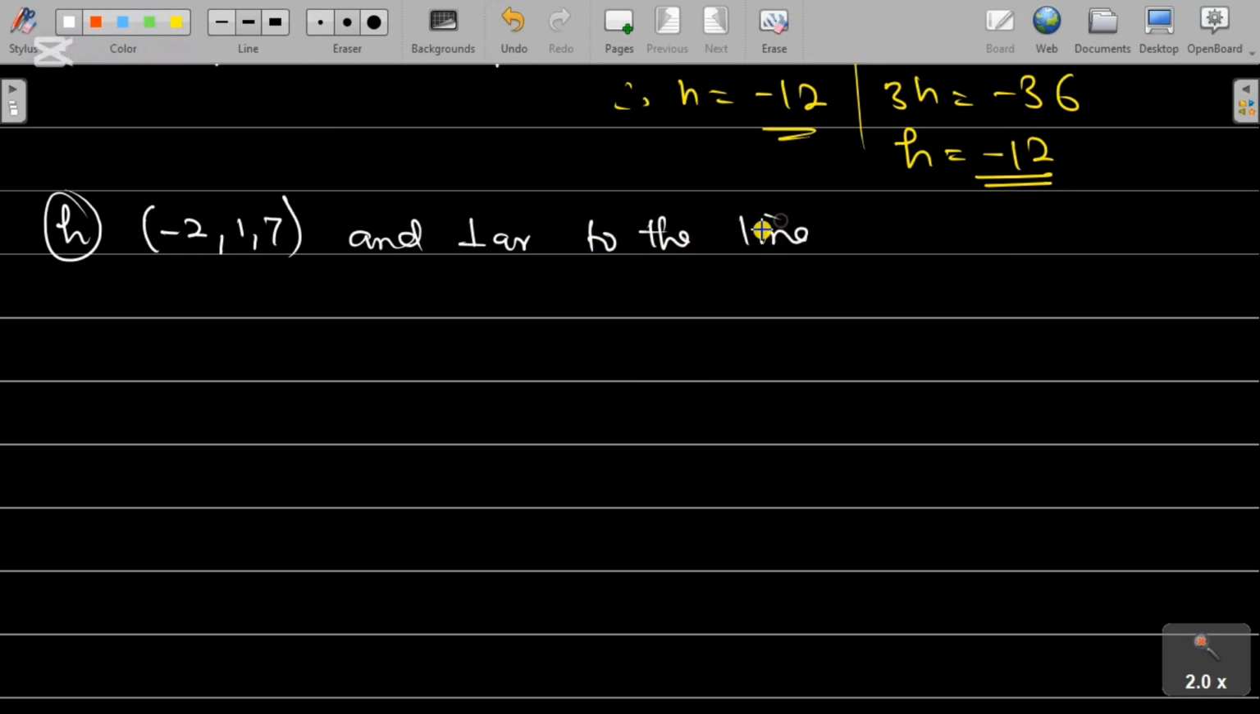Perpendicular to the line. I wish I did this video live. I don't have energy to edit any video. I will upload it like this.